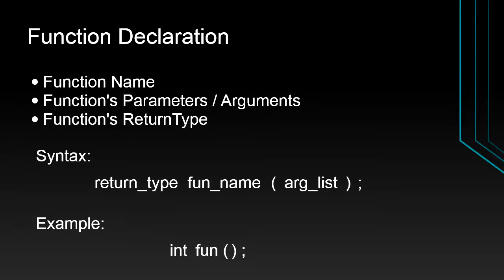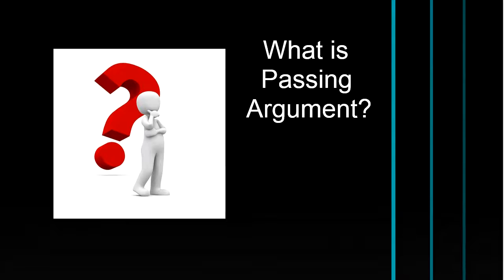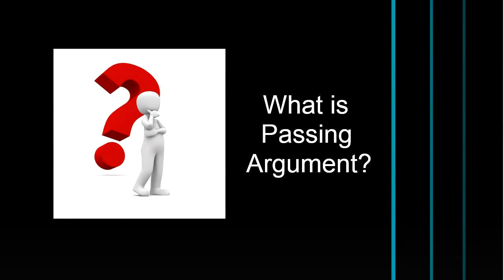Here's an example. Return type can vary with different data types like int, float, char, or any other data types. Function name is given by the user. Note that passing argument is not compulsory, but if you wish to pass any argument, we can mention only its data type in the function call. If there's more than one argument to pass, we can mention them separated with comma. Now, if you have a question like what is passing argument, we will learn about that in the upcoming slides.